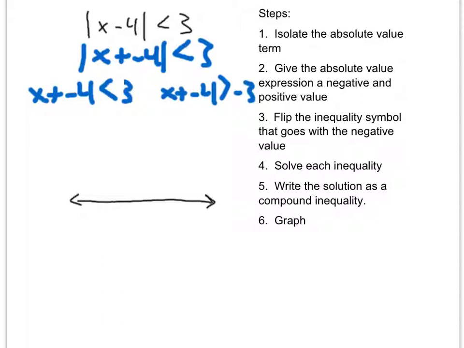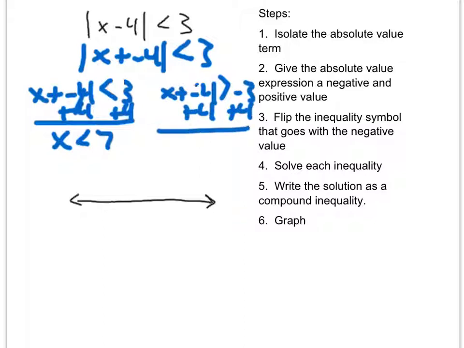Now we're going to solve each inequality. Okay. Remember on the last slide I told you what happened when we had a less than inequality. Let's think about what kind of graph we should get as we're solving this. Okay, if I solve this, I'm going to add 4 to both sides. So I've got x is less than 7. And here I'm going to add 4 to both sides and get x is greater than 1.